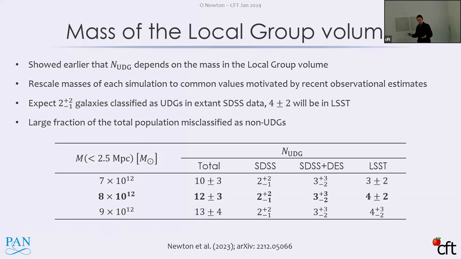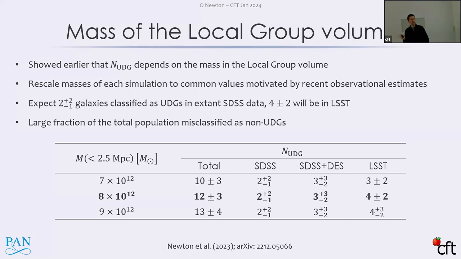So we've shown that UDGs form in a Local Group-like environment, and we should be able to find them in, for example, the SDSS survey footprint, with a fairly sophisticated analysis there. So we should detect some. The final thing to address is the mass of the Local Group volume. And as I said earlier, the number of UDGs is dependent on that Local Group volume mass. There are other analyses that have attempted to estimate the mass of the Local Group volume, and there are some techniques we can use to rescale the mass of the simulation to a common value.